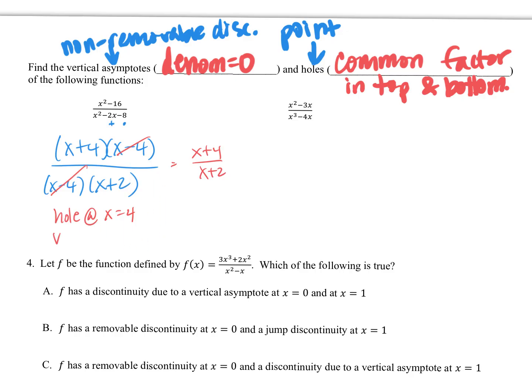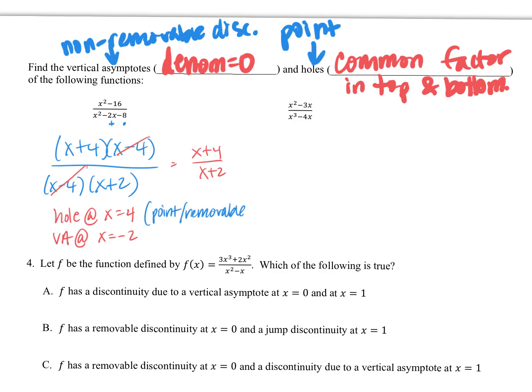And where would I have a vertical asymptote? We said that's where my denominator equals 0. Where's my vertical asymptote going to be? Negative 2. So what would we say? The hole, we would have a what at the hole? Point discontinuity or non-removable? Point. It's going to be point or removable. So this is where we've got point discontinuity or removable.